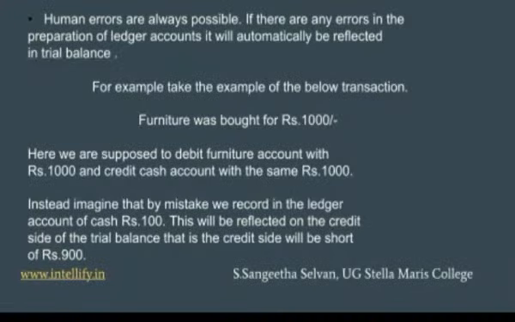Just imagine this transaction is being written in the trial balance. You will write furniture and you will write 1,000, and below that you will write cash and you will just write 100 on the credit side. When you tally this transaction, the credit side will be short of ₹900. This automatically reveals that there is some mistake in the ledger. So, a trial balance pinpoints all the errors which are possible, and it is also helpful to locate the errors.